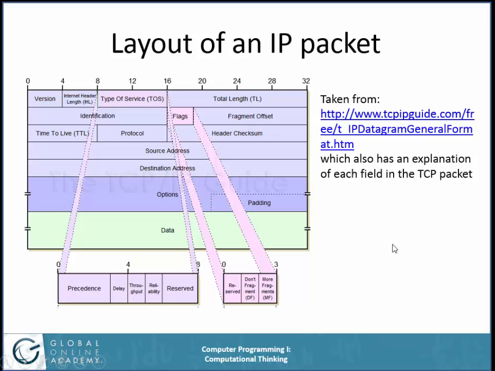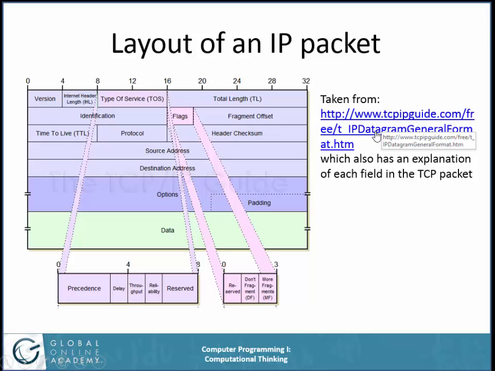Now, here's the layout of an IP packet. Right here is the header of an IP packet, right up until it says data. This is listed as bits from 0 to 32 bits across this row, 32 bits across this row, 32 bits across this row, and so on.